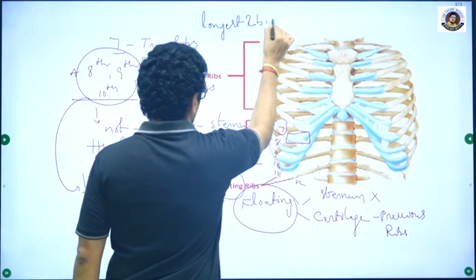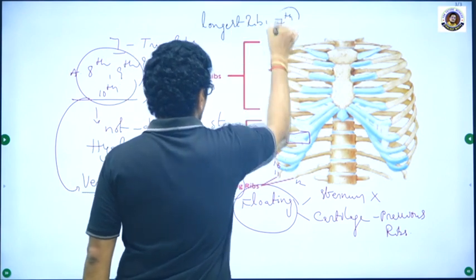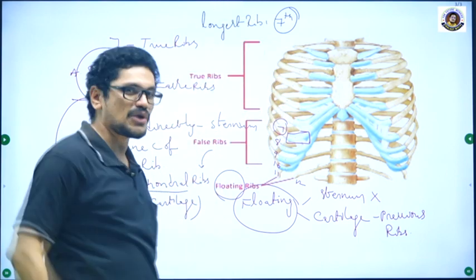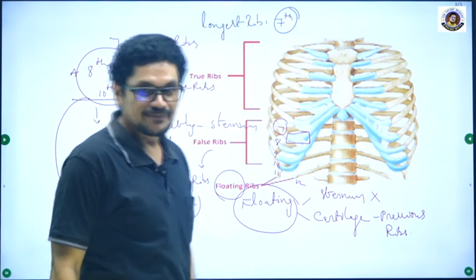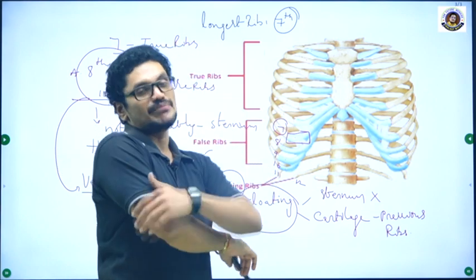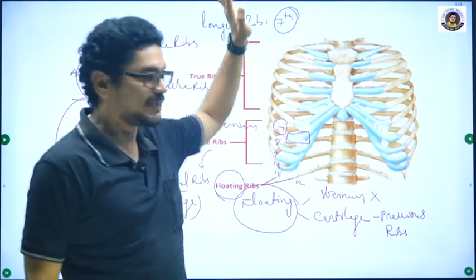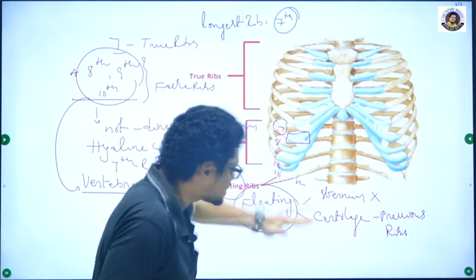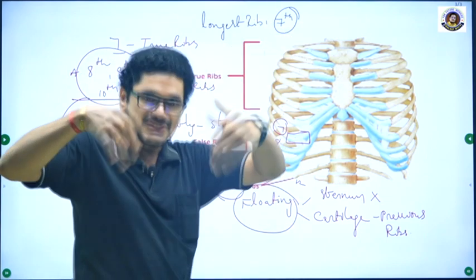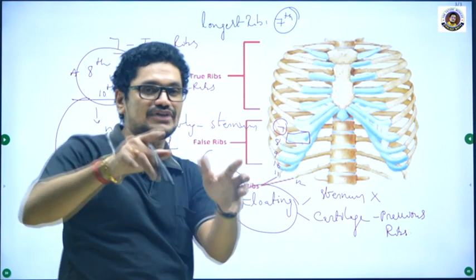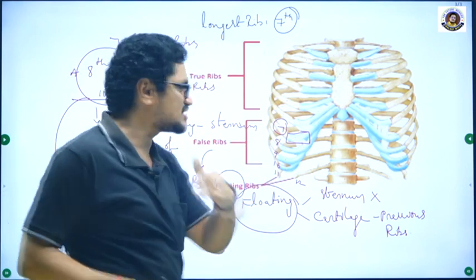That is the reason why we are considering the longest rib. The longest rib will be the 7th one. You have to remember, it's a very important point. Concept oriented questions may also come in the NEET examination. So the longest rib is the 7th rib. And then from then onwards, the size gradually decreases: 8th, 9th, 10th, 11th, 12th, gradually the size decreases.